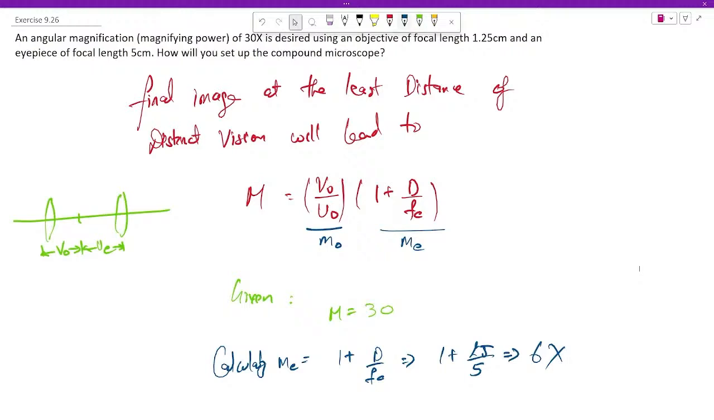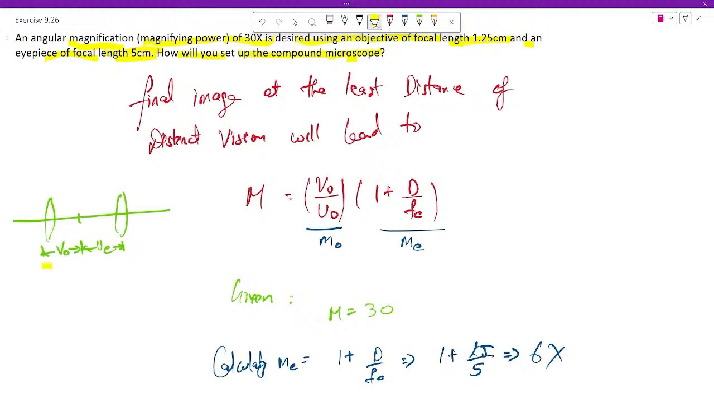The question says that an angular magnification, magnifying power, of 30x is desired using an objective of focal length 1.25 centimeter and an eyepiece of focal length 5 centimeter. How will you set up the compound microscope? So basically it is asking what would be the length of this microscope if we have got an objective of focal length 1.25 centimeter and an eyepiece of focal length 5 centimeter.